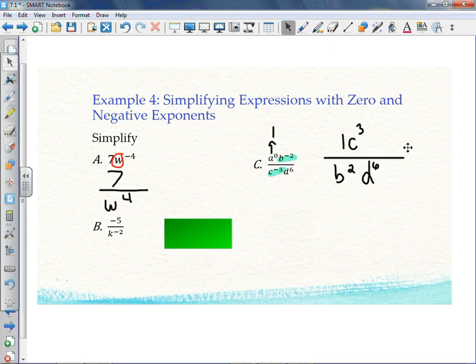All right. And lastly, on this page, sorry, I skipped B. Let's go back. B has -5 on the top and K to the -2nd in the denominator. Because it's to the -2nd, it's going to flip over to the top. So it becomes -5K squared. We don't need to keep 1 in the denominator.